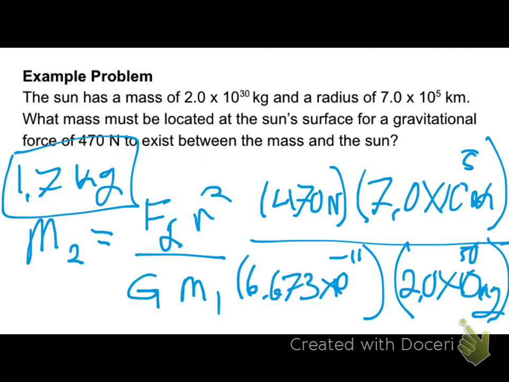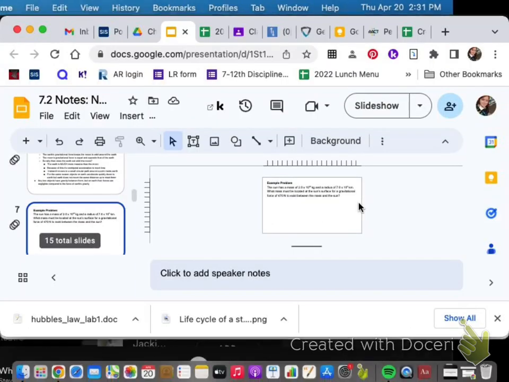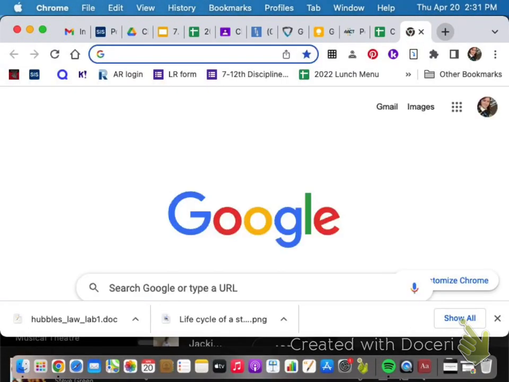Weird. Yeah. Okay, we're going to go out to the internet, because this book has been wrong before.